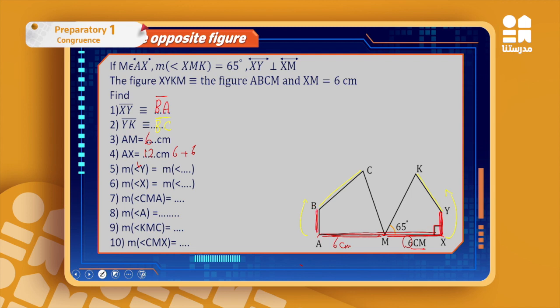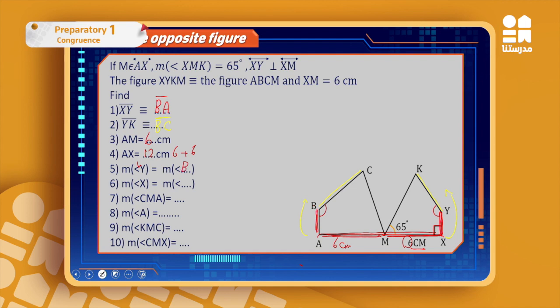Then, number 5, the measurement of angle Y, this one, is equal to the measurement of angle... Which angle is corresponding with it? Y and B. They are on two different sides according to the congruent polygons. So Y is equal to B.